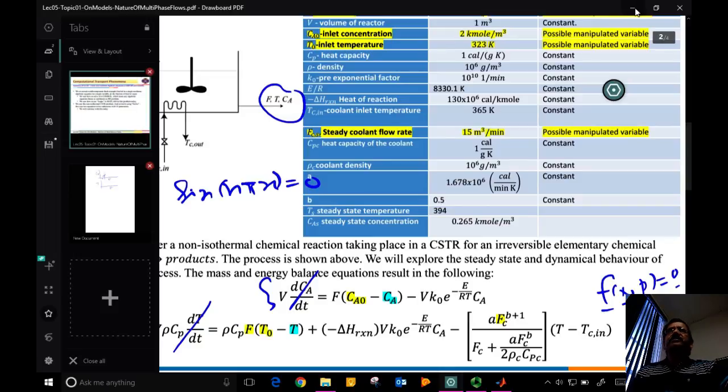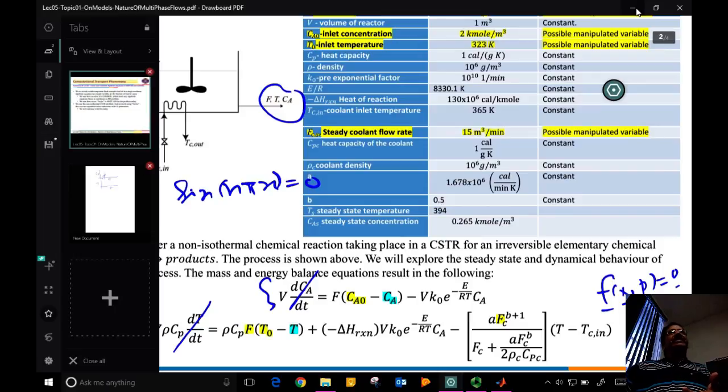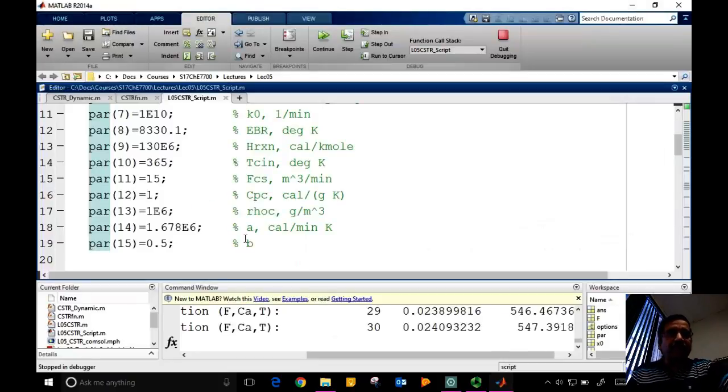Can you relate it from your undergraduate fluid mechanics, what that exponent and A are? It's like a Reynolds number, right? Reynolds number to the power 0.8, for example, in turbulent flow. You'll find that, so it comes from there. Okay, so B is 0.5.